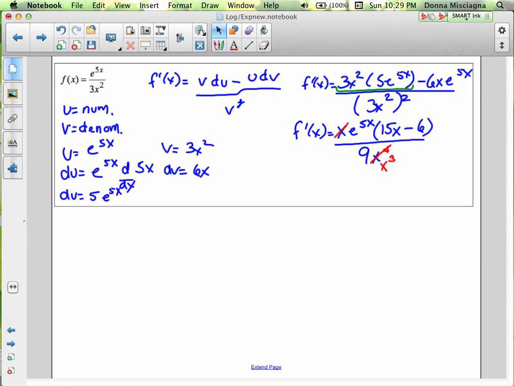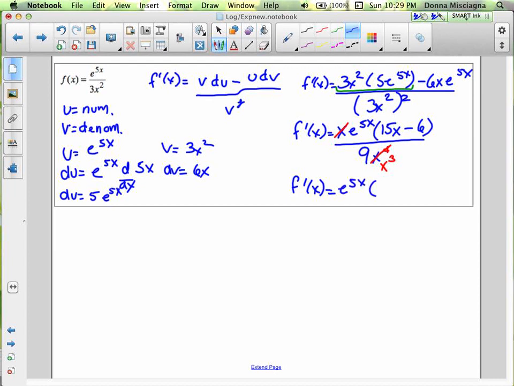So our final derivative, f prime of x, is equal to e to the 5x times 15x minus 6. You could factor out this 3 if you wanted to. Doesn't make that much of a difference if it's e to the 5x times 5x minus 2 with the 3 factored out, or if the 3 is just distributed, so don't worry about that. Divided by x cubed. And there we go.